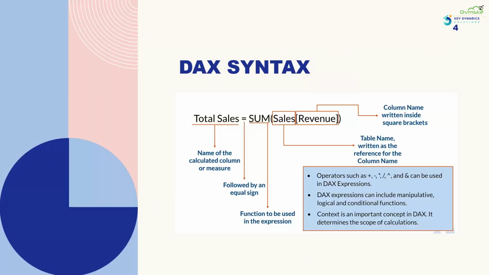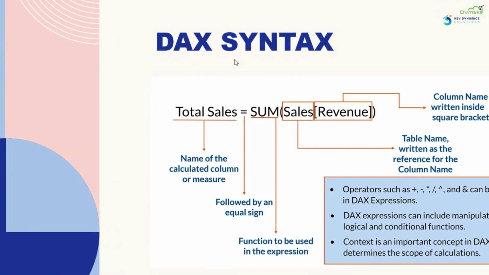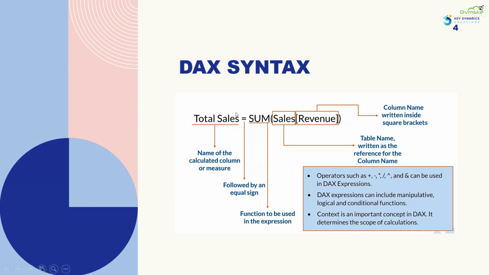Now, let's talk about the syntax of DAX. A DAX formula always begins with an equal sign, as shown here. It is followed by a function, operator, or expression. Inside the function, we pass arguments. These can be column names, measures, values, or even other functions. For example, total sales equals sum, sales revenue. Here, sum is the function and sales revenue is the table and column reference.